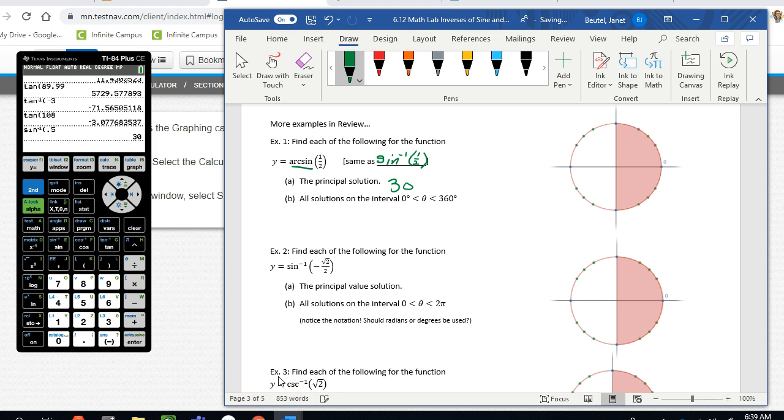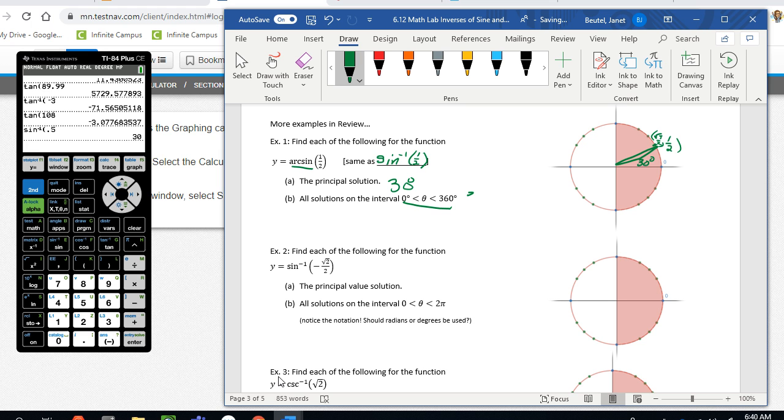The principal solution is going to be 30 degrees. So what we're going to do is find that it's located right here. That 1/2 is our sine because this is square root 3/2. Okay, and because this says it's in degrees, 30 degrees is what I want here. So this is 30 degrees.